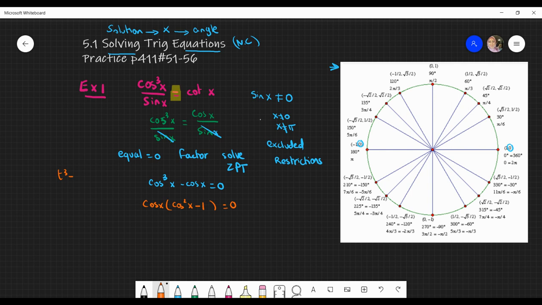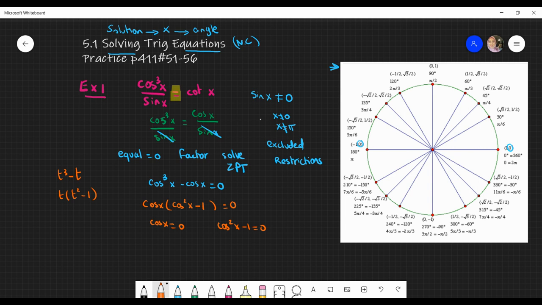And always remember, if this confuses you, take a t as an example. T cubed minus t, I usually factor it using t as a common factor. You'll be left with t squared minus 1. Now it's equal to 0. I factored it. Now it's time to solve. So cosine x equals 0 and cosine squared minus 1 equals 0.